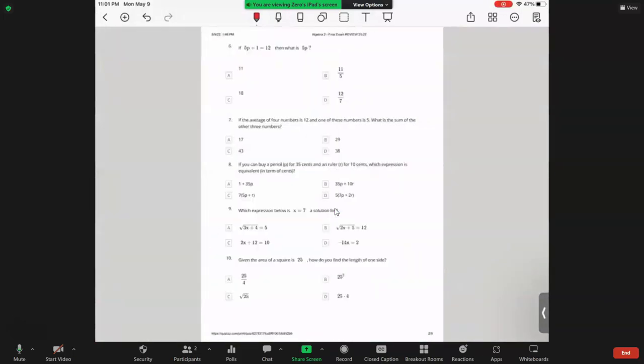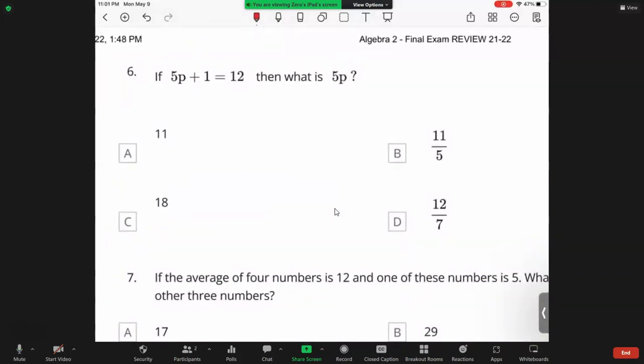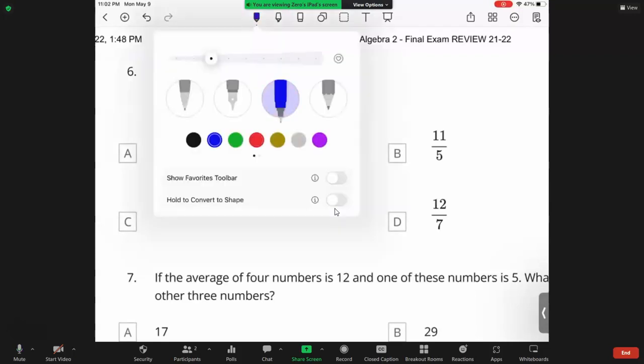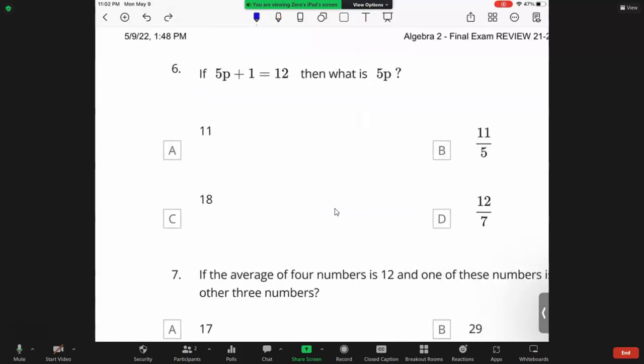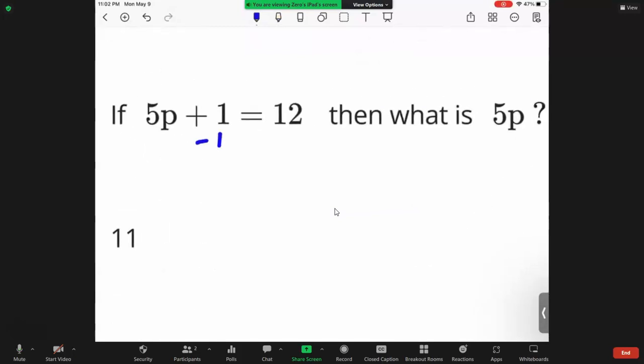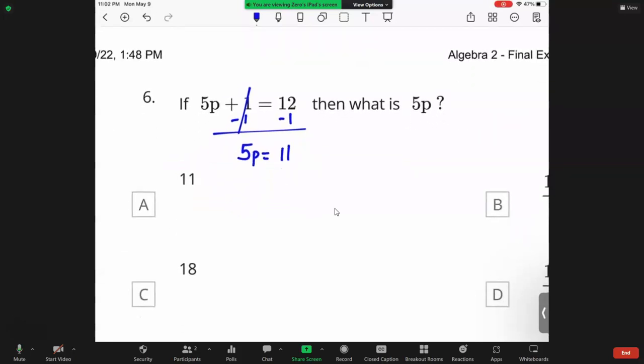Number 6. If 5p plus 1 equals 12, then what is 5p? Well, okay. Subtract the 1, because numbers go with numbers, letters go with letters, right? 12 minus 1 is 11. Now I could stop. Why? Because it's asking me what is 5p. 5p, well, it's 11. So that's A. But how are you supposed to do this if you don't get lucky like that? Okay, let's figure it out.